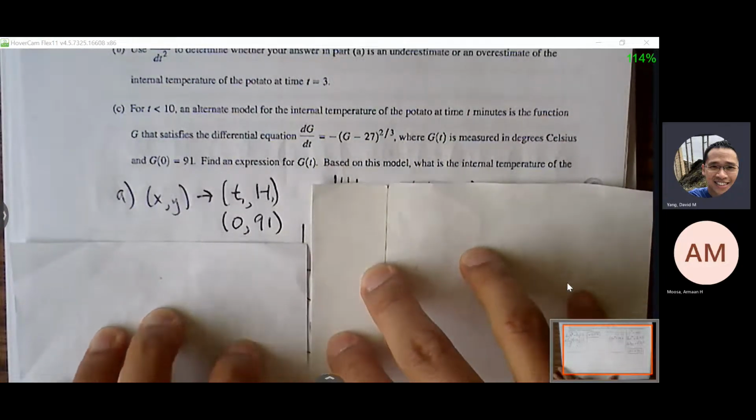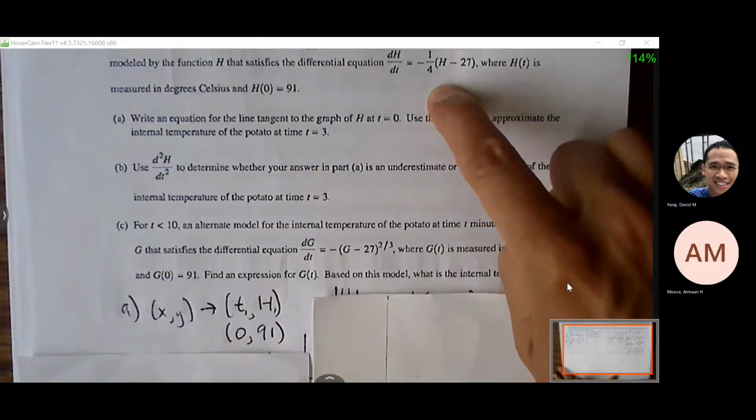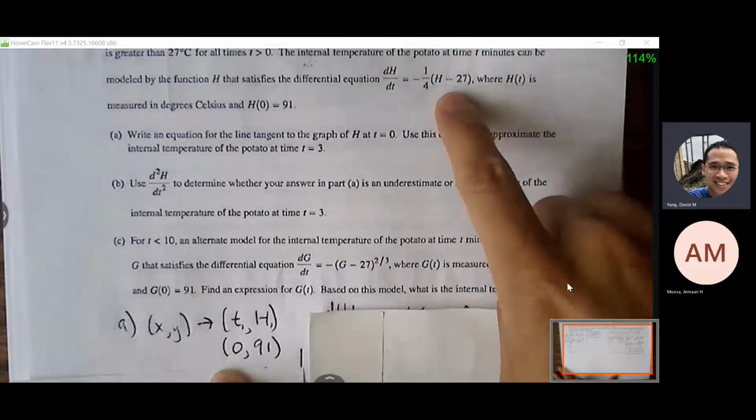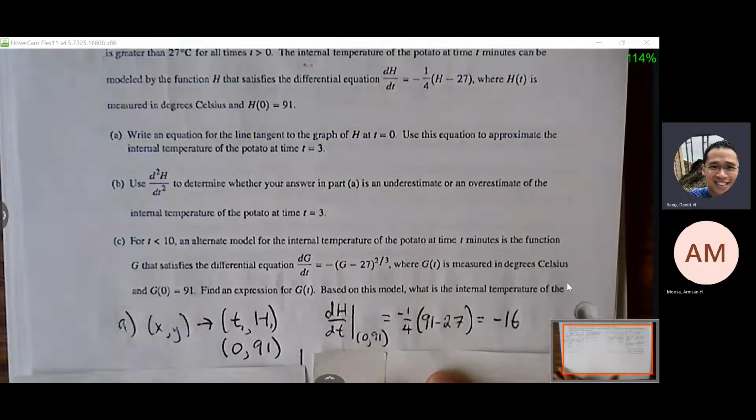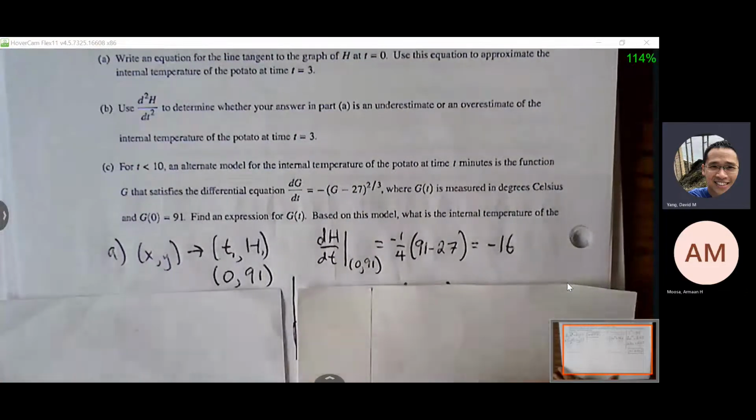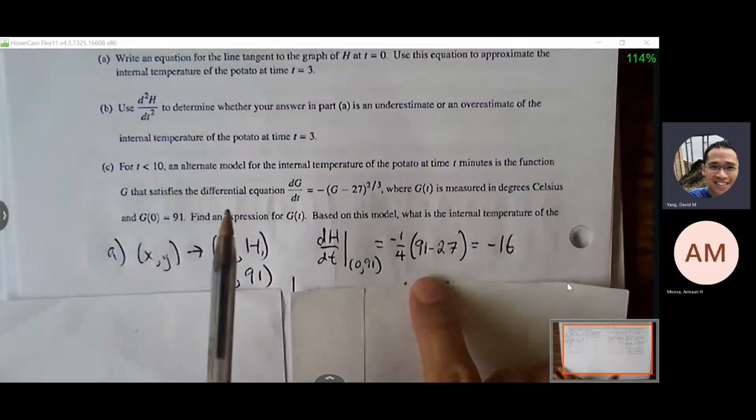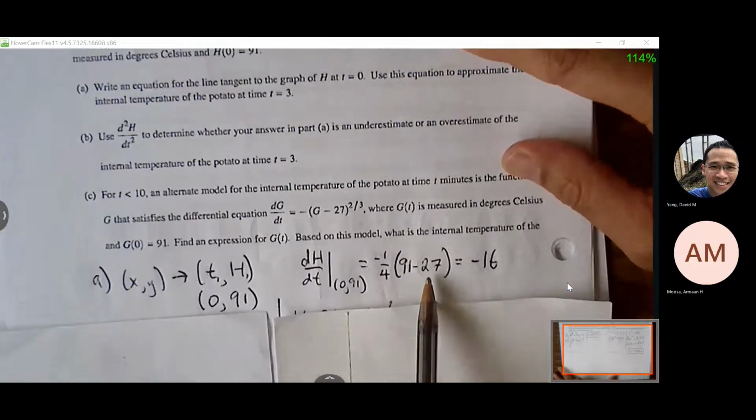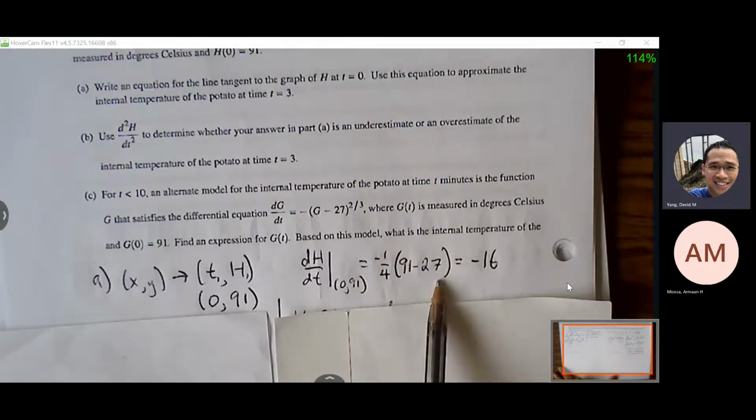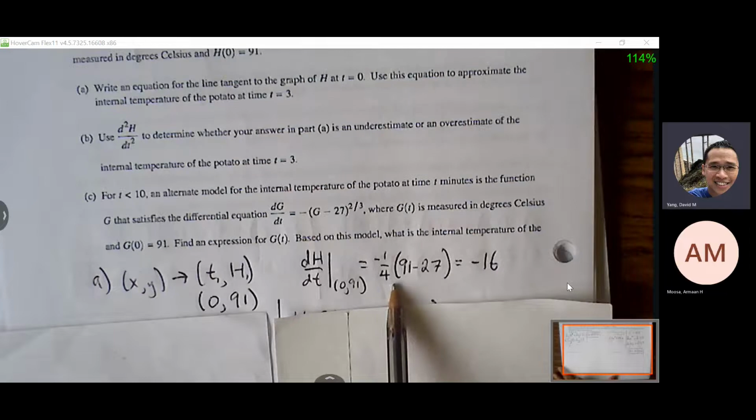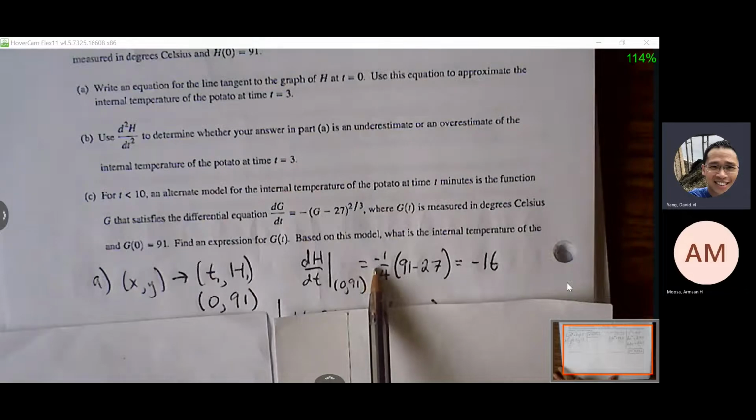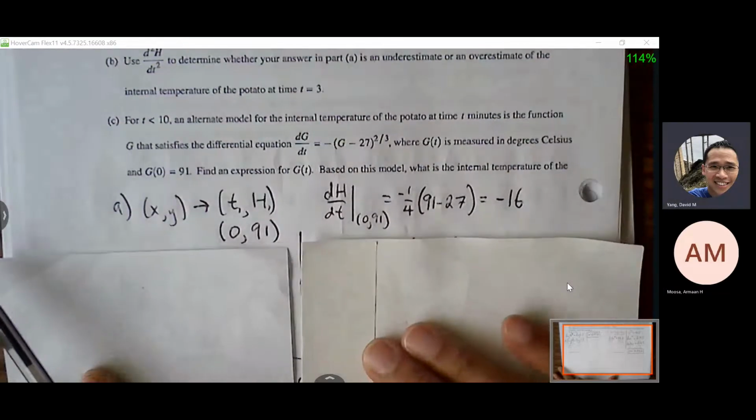Our slope is going to come from our derivative. Our derivative is this dH/dt, and in dH/dt we can plug in our ordered pair, t and h. It looks like it's only going to take in h, but I'm going to set it up that way and insert my variable into my derivative. So 91 replaces h, and I get -1/4 (91 minus 27). 91 minus 27 is 64. 64 over 4 is 16, and then I need to include that negative there. So we have our slope.